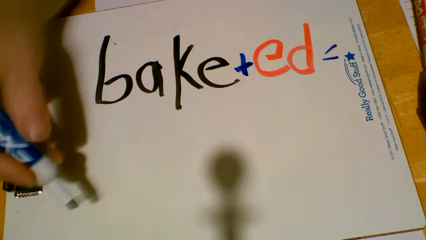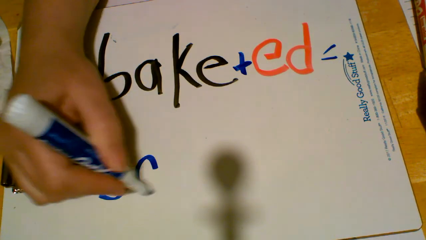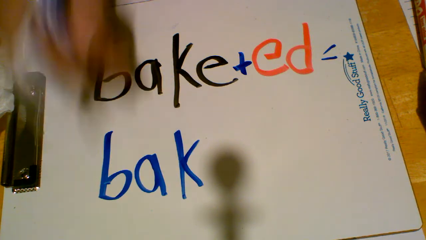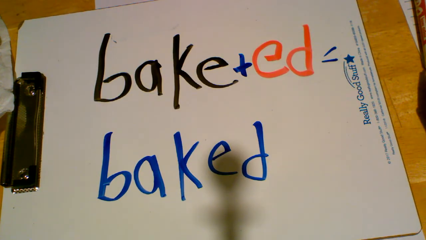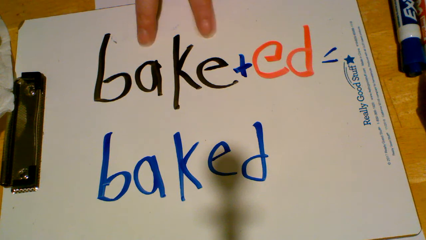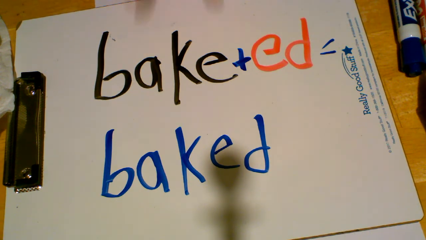So that is the B, A, K, E, D, baked. That does not follow the one-to-one-to-one rule because it's not a short vowel in the middle. Okay, and there are two vowels technically. Even though there's only one vowel sound, there's technically two vowels there. So it doesn't work. That's why we don't double it.